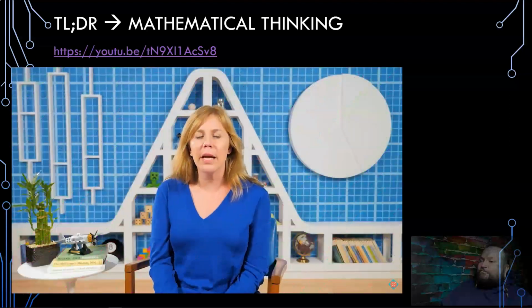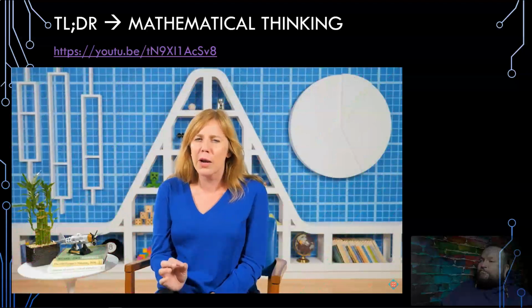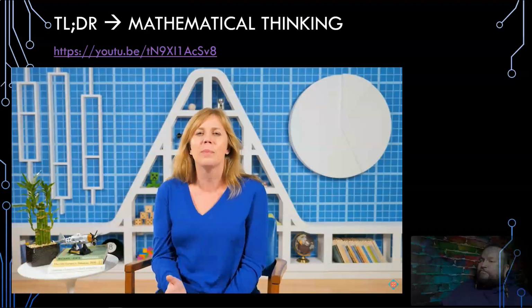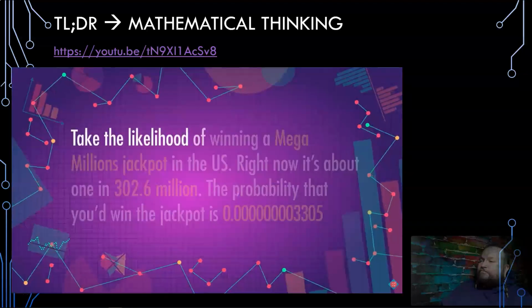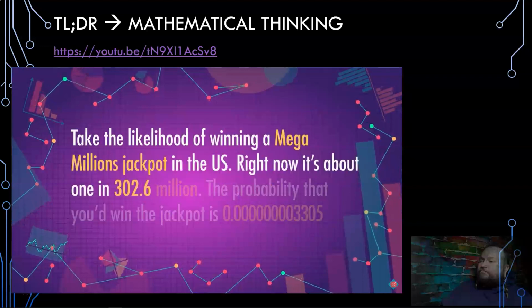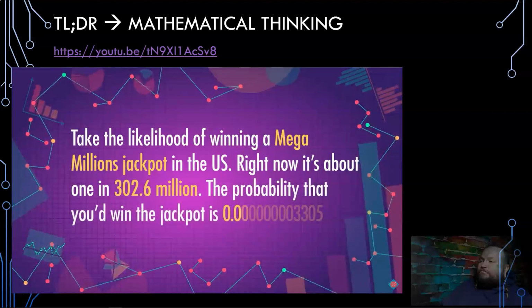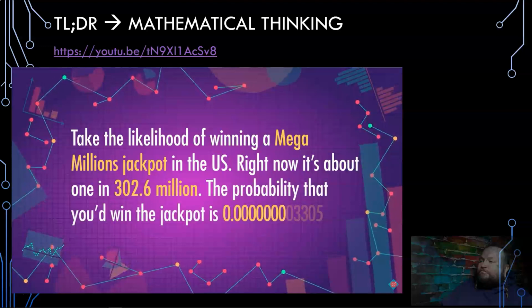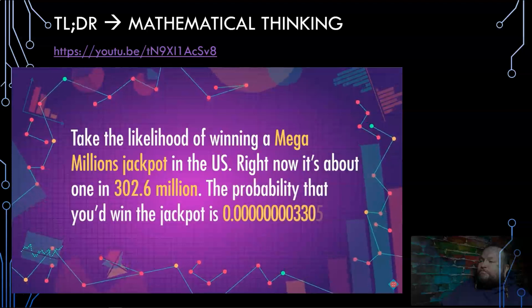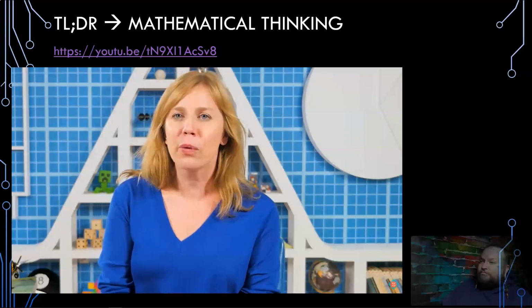Speaking of those incredibly unlikely things, we need to talk about the flip side of incredibly big numbers, the incredibly small numbers that can also be hard to comprehend. Take the likelihood of winning a Mega Millions jackpot in the US. Right now it's about 1 in 302.6 million. The probability that you'd win the jackpot is 0.00000003305.